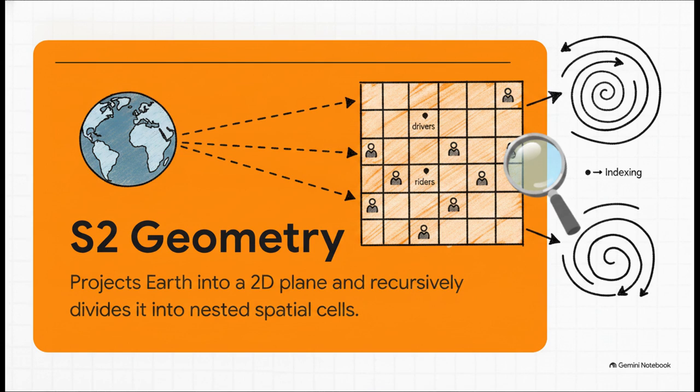You might be wondering, why nested cells? Well, this hierarchical zooming allows the system to adapt to high-density areas, like a packed stadium where it uses tiny square centimeter cells, versus low-density areas, like a rural road where it uses massive square kilometer cells. It perfectly indexes every single driver and rider by their localized cell ID in real time.